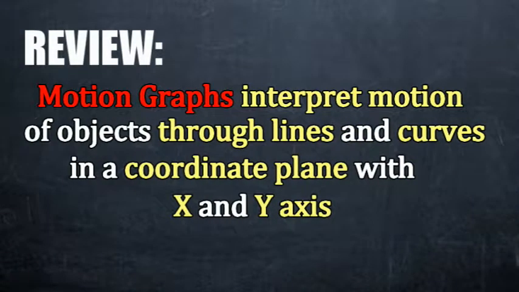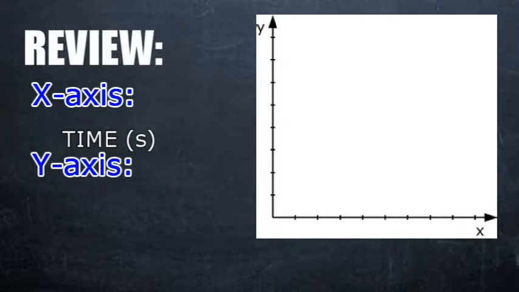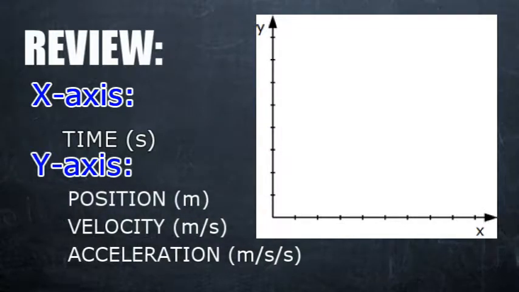Kinematics is the science of describing the motion of an object using words, graphs, diagrams, equations, and numbers. As a quick review, motion graphs interpret the motion of an object to the lines and curves on a coordinate plane with x and y axis. The y-axis is the motion measurement of the object over a time interval in which time is the x-axis. Y values could be the position, velocity, or acceleration that we will use later on in our graphs.